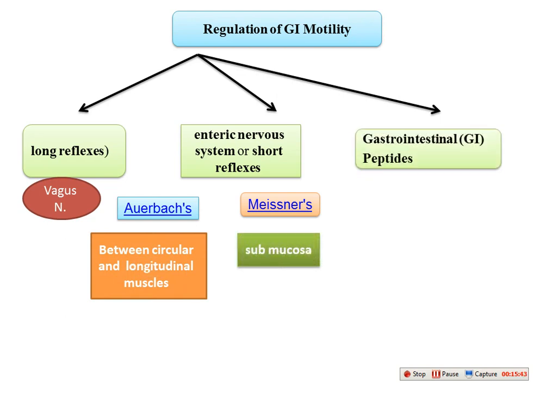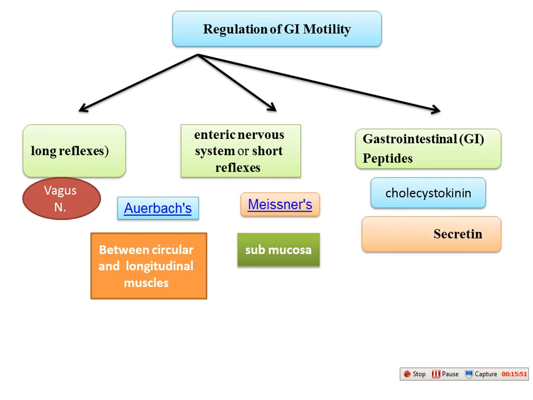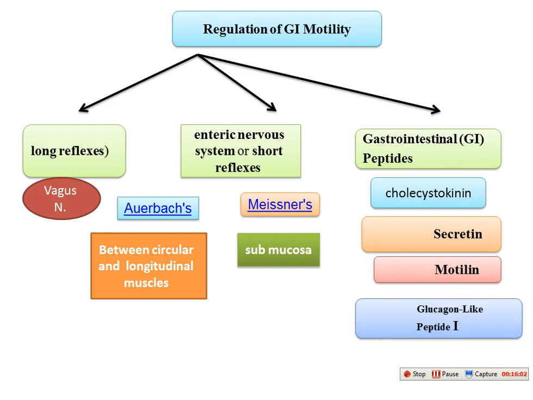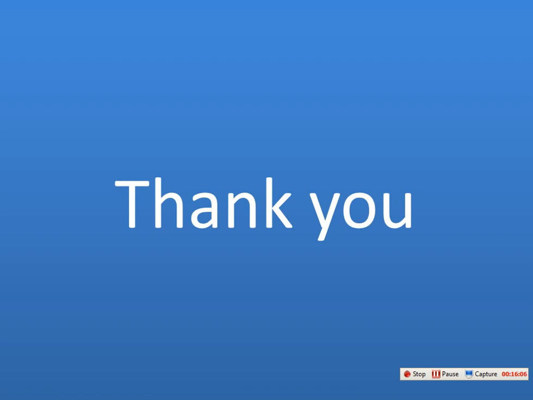And finally, as I say, it is an association between nervous and hormonal action. The hormones which serve in the motility of food in the digestive tract are cholecystokinin, secretin, motilin, and we have glucagon-like peptide. Thank you very much for listening.